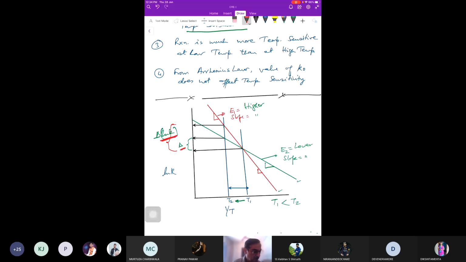Okay? Is it clear? If this is higher, K will increase more, K will change more, and if this is lower, K will change less. Any questions? Okay. If there are no questions, let us proceed to the next one.